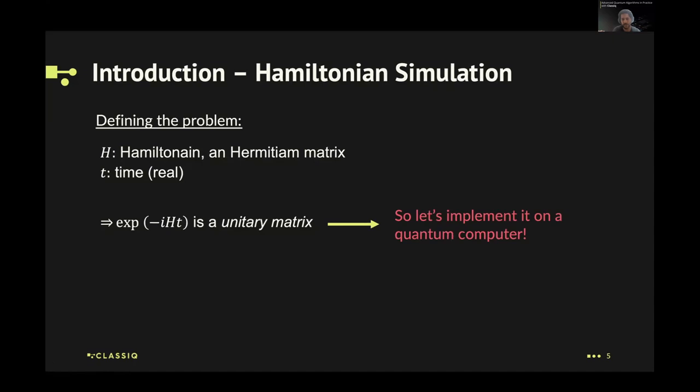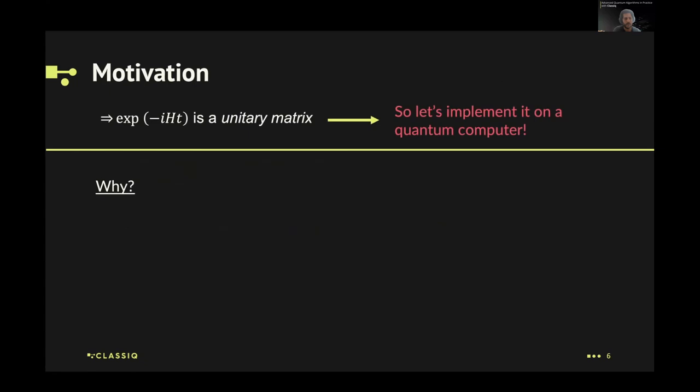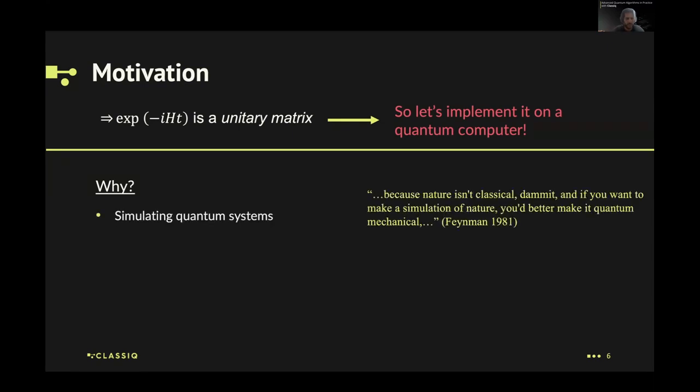So if it is a unitary matrix, then why not implement it on a quantum computer? Okay, why would we do that? It's not that every time we see a unitary around, we are going to implement it on a quantum computer. There are several reasons. First of all, there is the prime reason by Feynman, just to simulate quantum systems. Or as he said, because nature isn't classical, and if you want to make a simulation of nature, you had better make it quantum mechanical. So this is the primary reason.